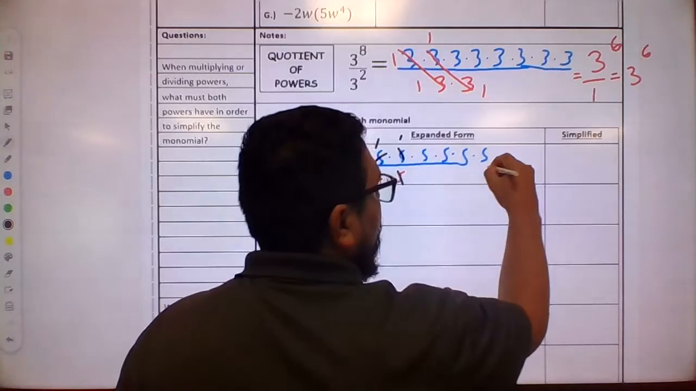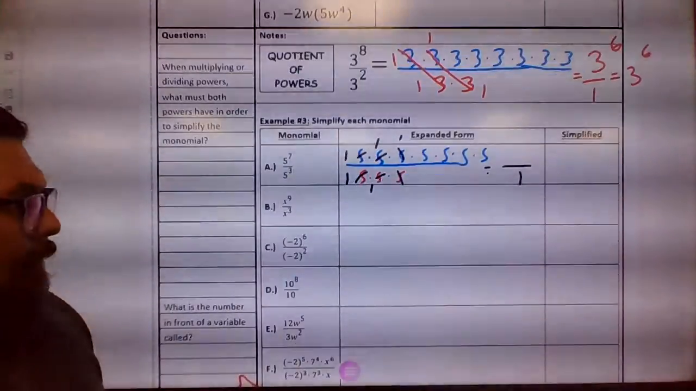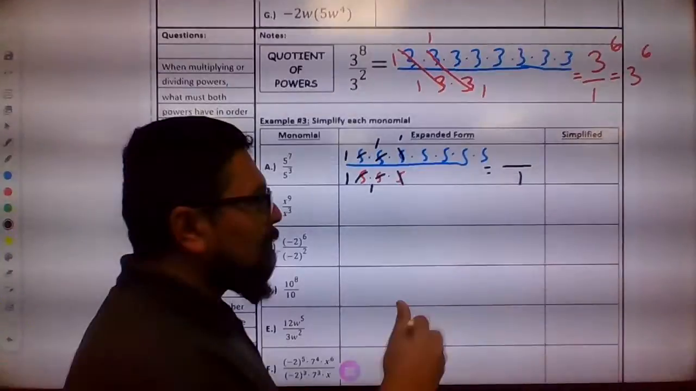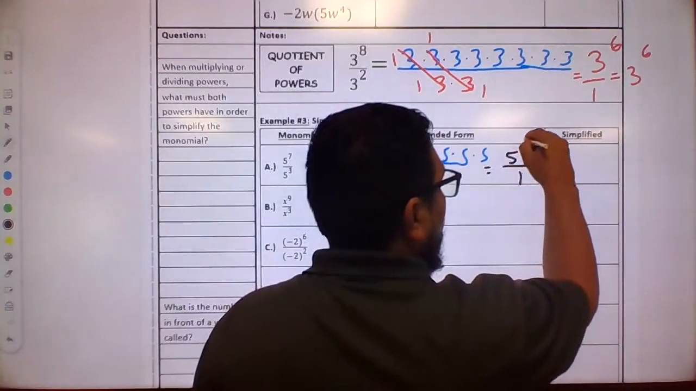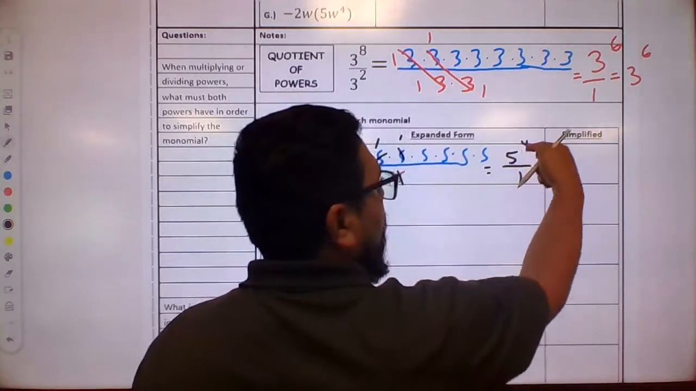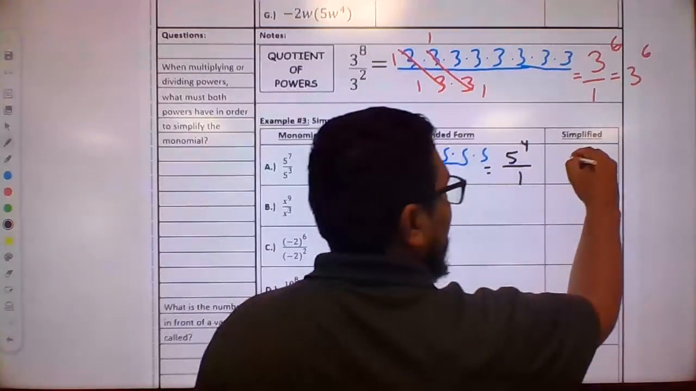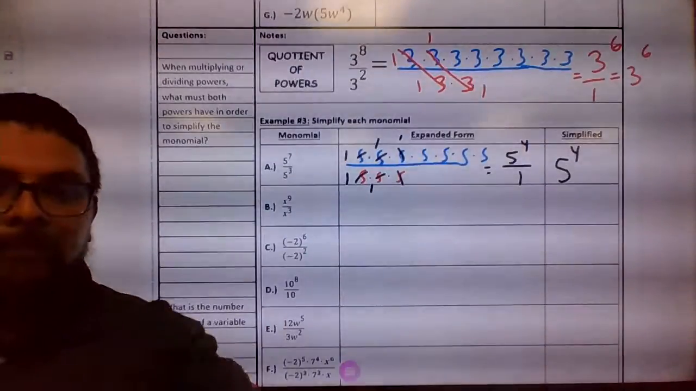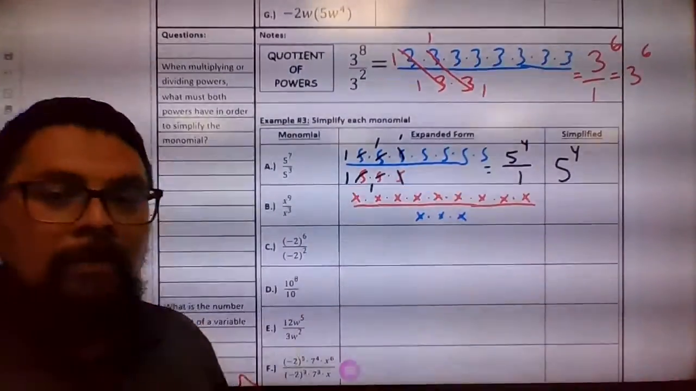How many 5's are left on top? 4, right? So it's 5 to the fourth. Simplified, 5 to the fourth over 1 is just 5 to the fourth. Okay? All right, next one.